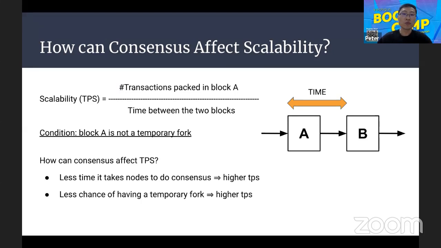So there are two principles. The first principle says the less time it takes blockchain nodes to complete the consensus process, the higher TPS the system can possibly achieve. The second principle says the less chance of having a temporary fork in the system, the higher TPS we can possibly achieve. Now, let me explain why.